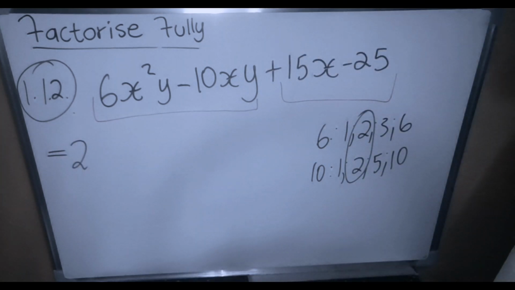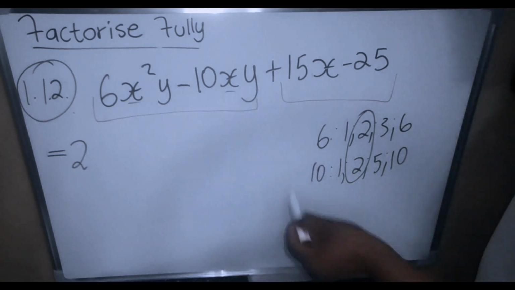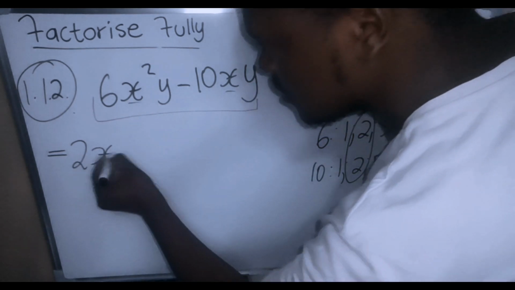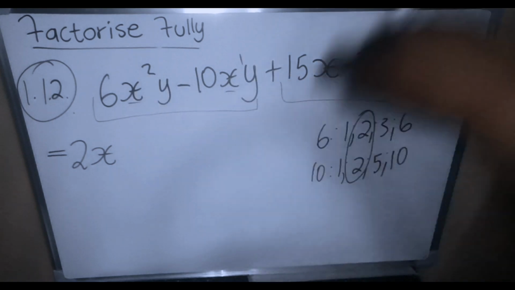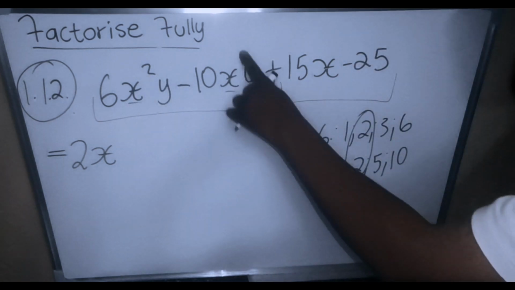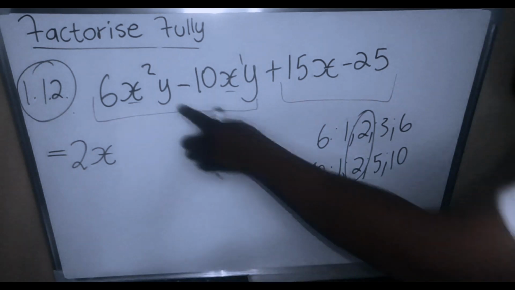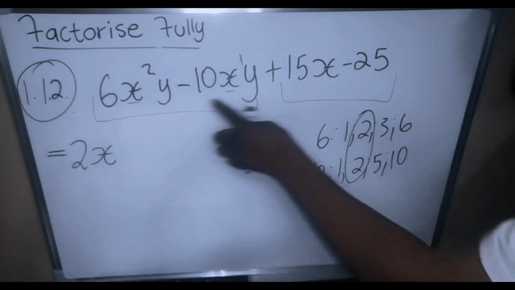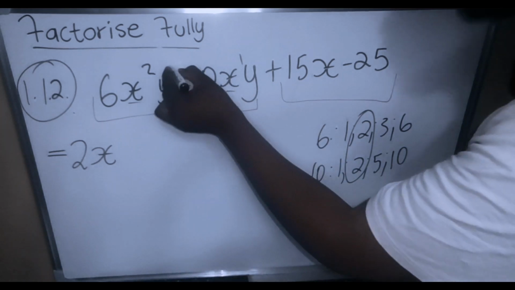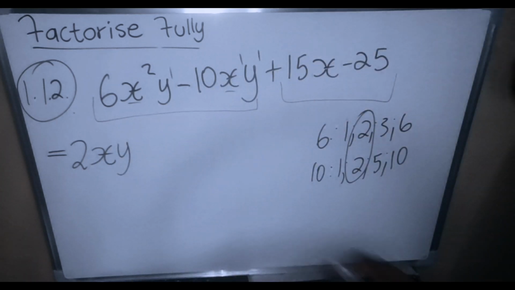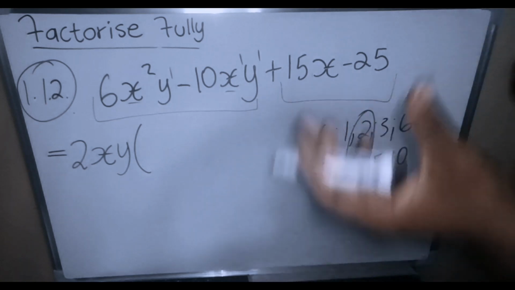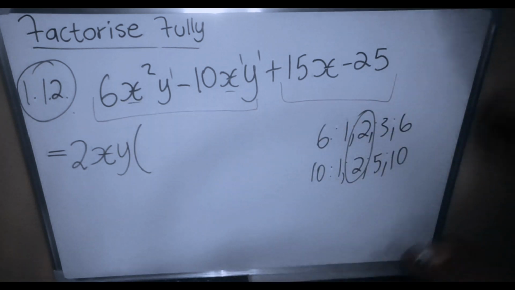And for the variables, x is here. You take x outside the bracket. In terms of the exponent, x to power 1, x to power 2. You take out the lowest exponent, which is x to power 1. y is common on both sides. Therefore, it's y to power 1, y to power 1. It means it's y to power 1. You take it outside the brackets. You open a bracket.